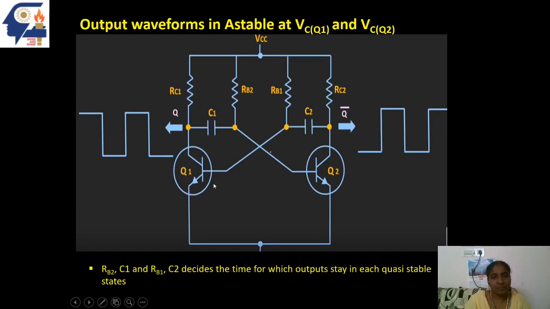This is the circuit, and complementary outputs are obtained at the two collector points of the transistors. So when the first transistor gives a higher voltage, the second transistor will give 0 level. When the first transistor gives 0 level, the second transistor will give higher voltage. The time for which it remains in each of these quasi-stable states will be decided by the values of RB2 C1 and RB1 C2. These two resistor and capacitor pairs decide the time for which it remains in the quasi-stable states.